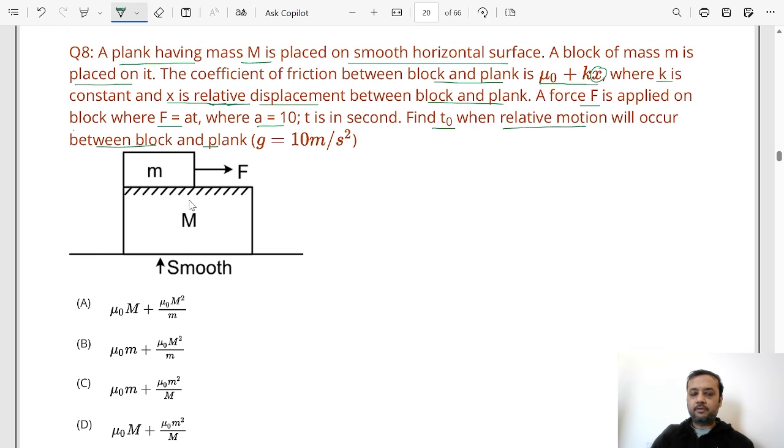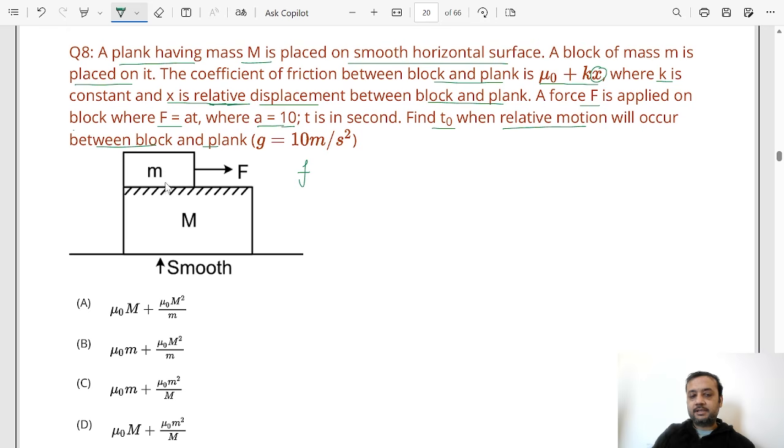The question is asking what will be the time when the relative motion will just start, and the force applied is A into t, where A is 10. So understand that when the relative motion is about to start, at that time the friction coefficient will still be mu naught. Why? Because till this time, when the relative motion is about to start, there is no relative motion that has happened. So we can say that x was 0. So the friction coefficient will be mu naught, but also since the relative motion is about to start, friction would have maxed out. Friction has become maximum, because that is why the sliding is about to happen between small m and capital M. Relative motion means that m and M are going to slide.